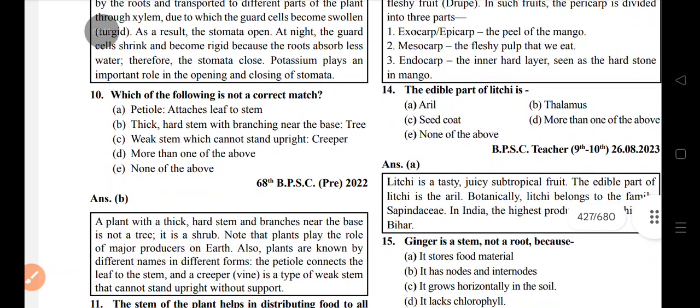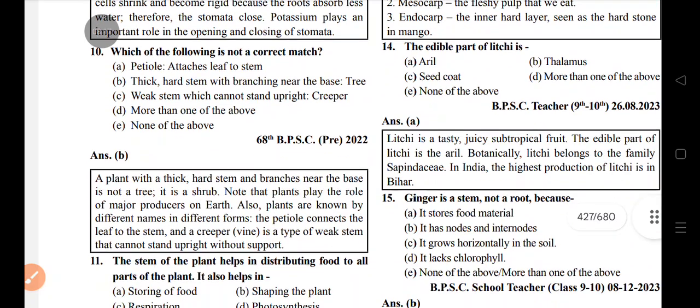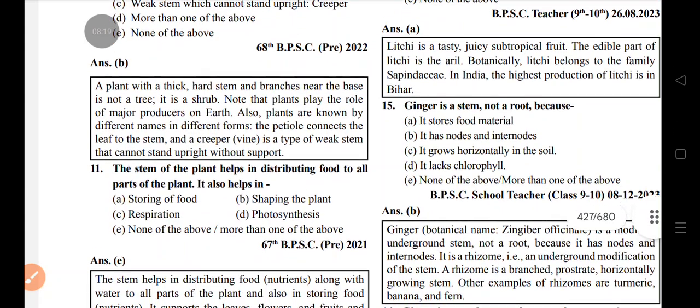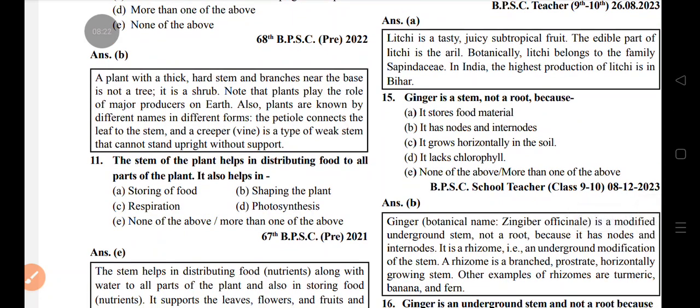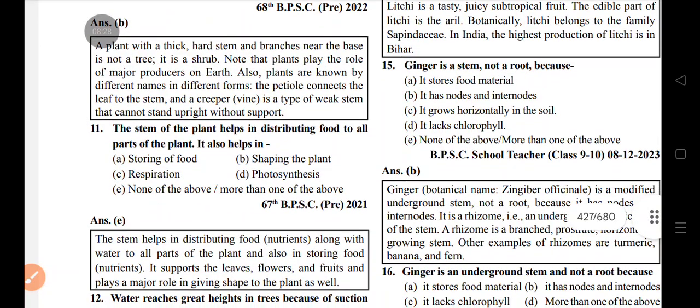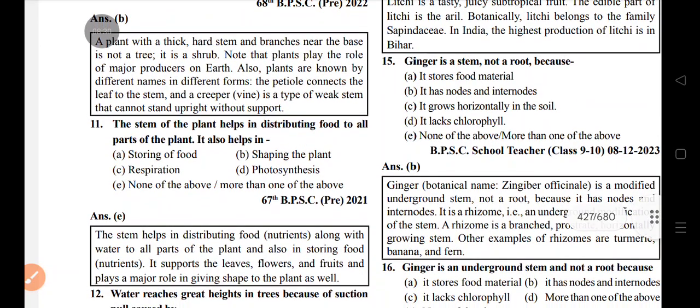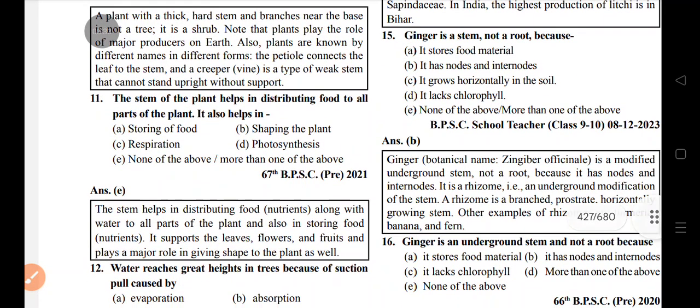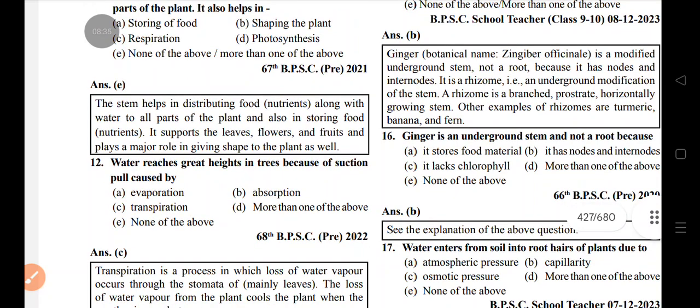Which of the following is not correct? Thick and hard stem and branching near the base: tree, shrub. The stem of the plant helps in distributing food to all parts of the plant. It also helps in stem health. Water reaches great height in the tree because of suction pull caused by transpiration.